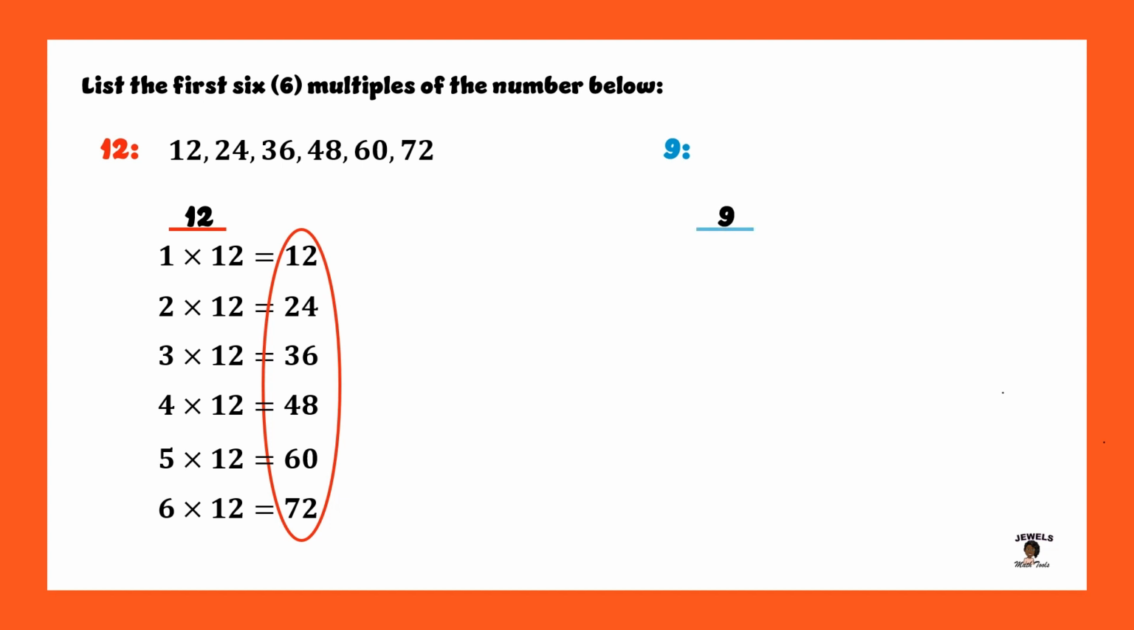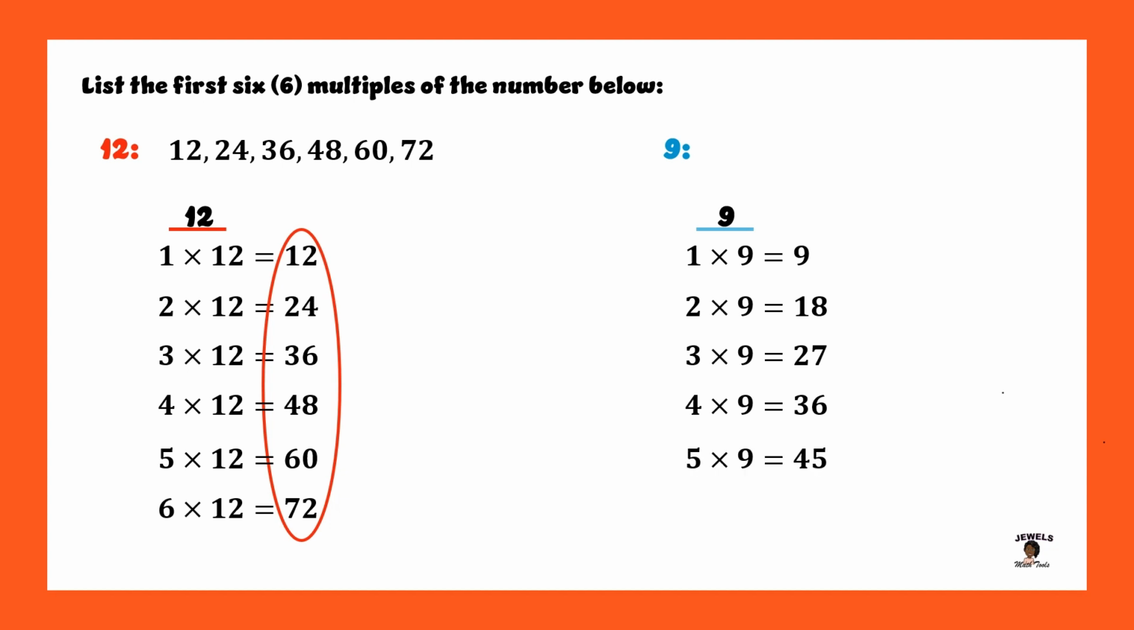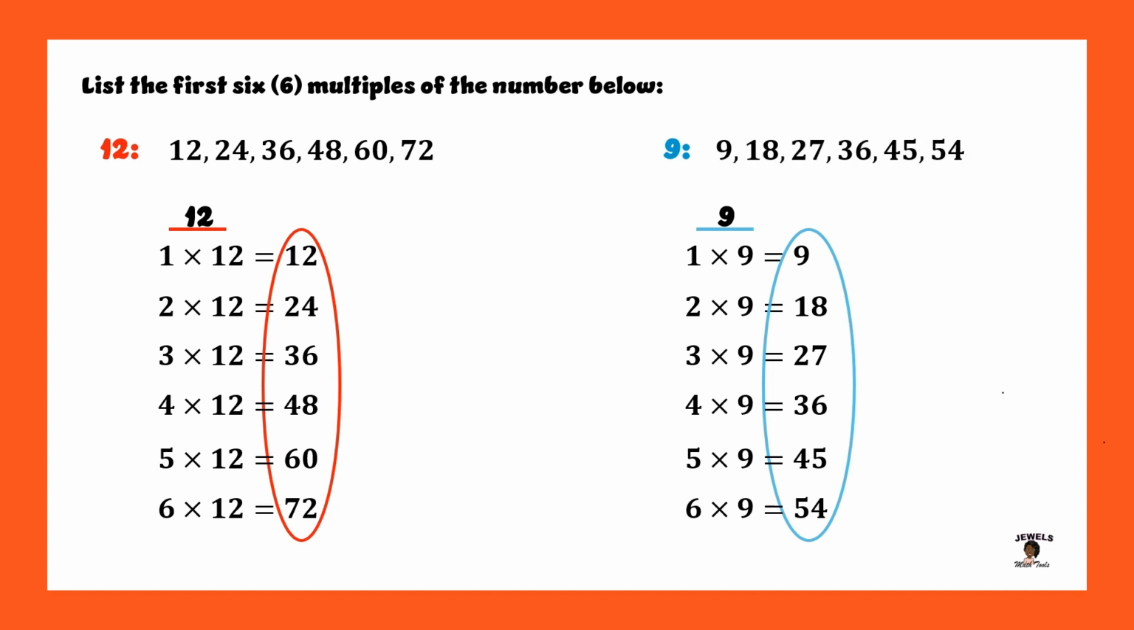So now let's list our first 6 multiples for the number 9. 9 times 1, we get 9. 9 times 2 is 18. 9 times 3 is 27. 9 times 4 will give us 36. 9 times 5 will give us 45. And 9 times 6 will give us 54. And again, 9, 18, 27, 36, 45, and 54 are the first 6 multiples of the number 9.